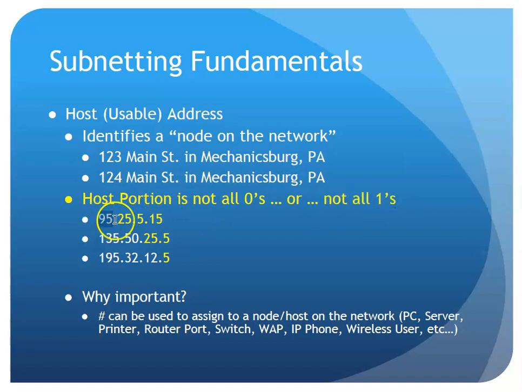So an address like 95.25.5.15, this isn't all zeros, this isn't all ones. That has to be a host ID, a host number, a usable address, if you will. 135.50.25.5 is a usable host IP.